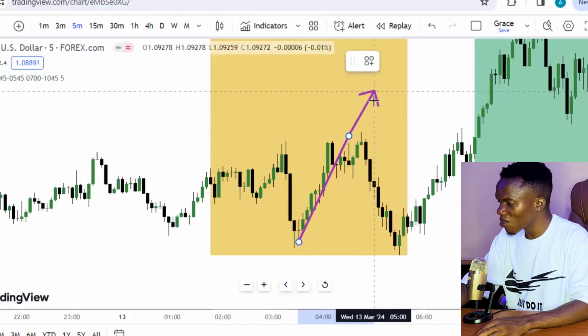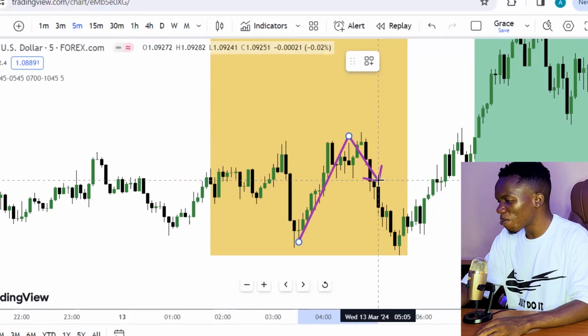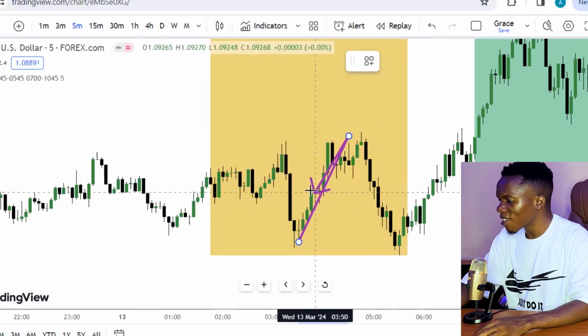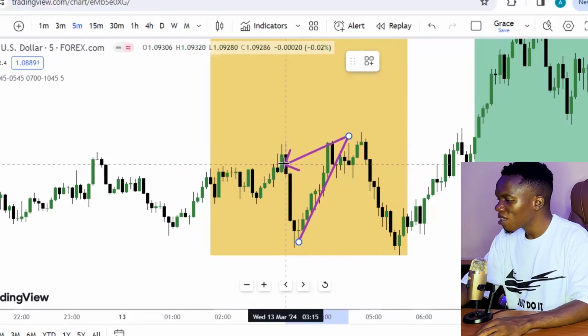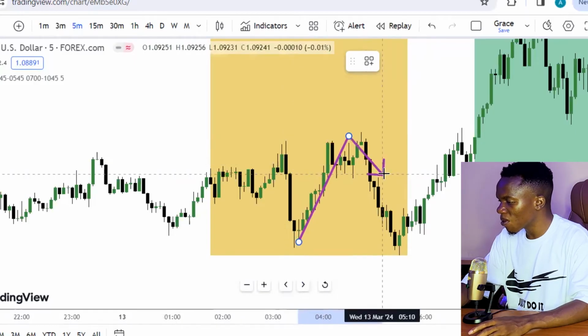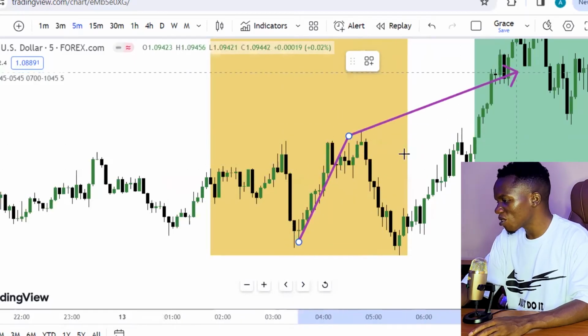Then after this market structure break, you may not even necessarily need to wait for price to come back to rebalance anything. You can start firing from this level, from this breaker block. And this is where my entry started, from this breaker block, and then started pushing to the upside.